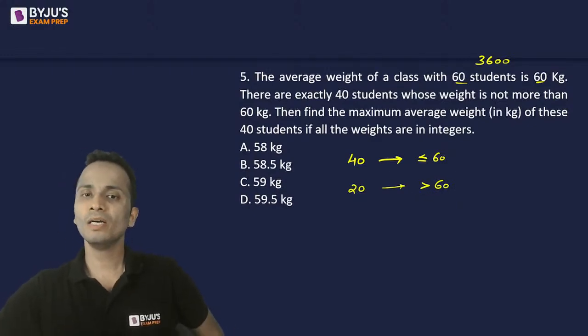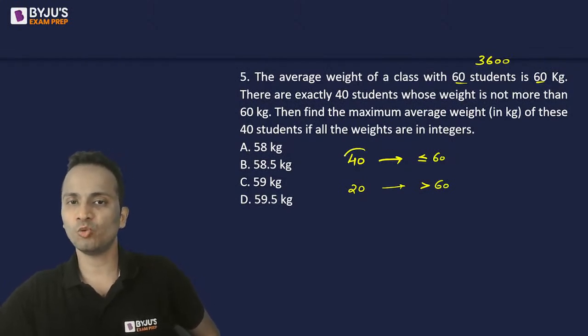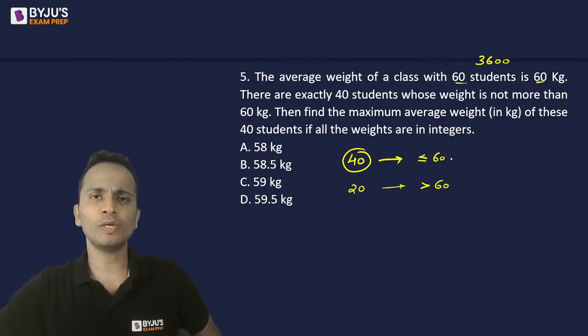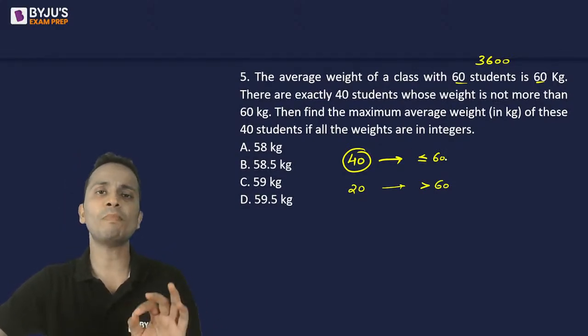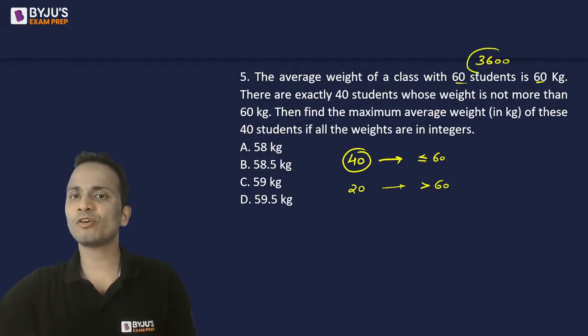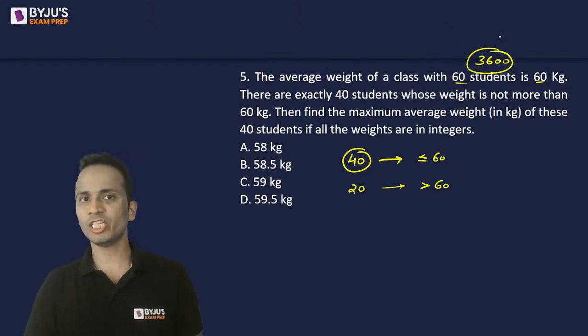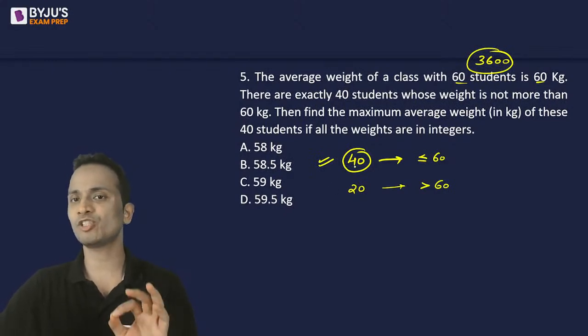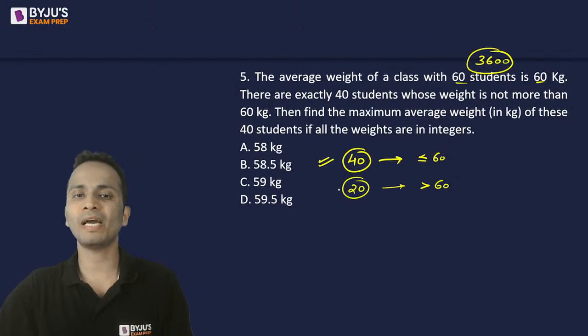Okay. Now we have to find out the maximum average weight of these 40 students. Now we have to maximize the average of these 40 students. That means we'll have to maximize their sum. Now since the sum of the weights of all these 60 students is constant, and I have to maximize this part, to maximize the sum of the weights of these 40 students, I should minimize the sum of the weights of these 20 students, right?